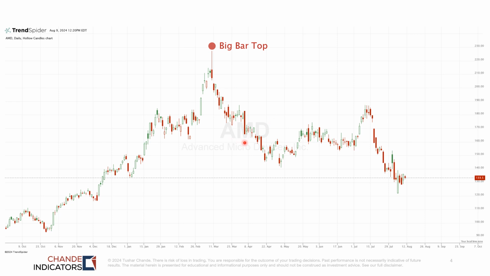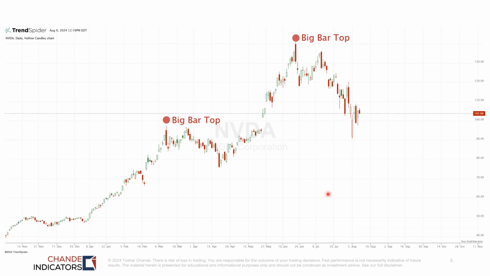This is daily data for AMD, or Advanced Micro Devices. It topped in early March, and you see we have a big bar that marked the top of this trend evolution, and then we've been declining steadily ever since. This is daily data for NVIDIA, which is in the same industry group as AMD. And again, we have a big bar near a top and another big bar near a top.